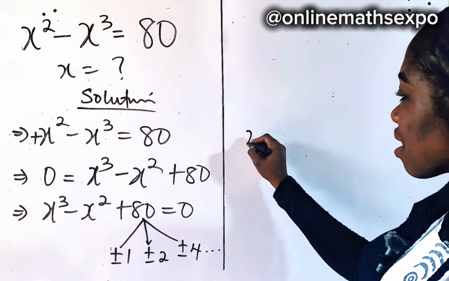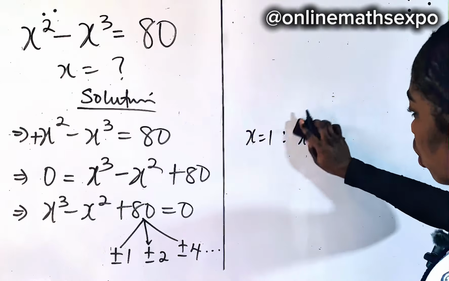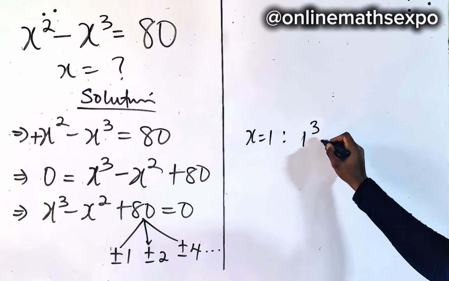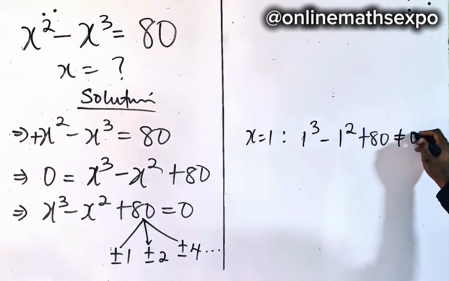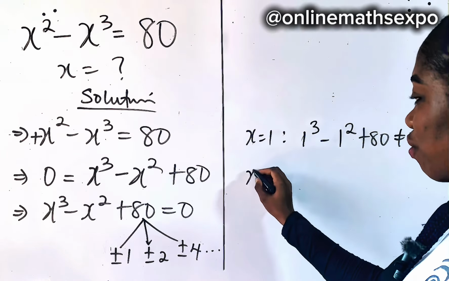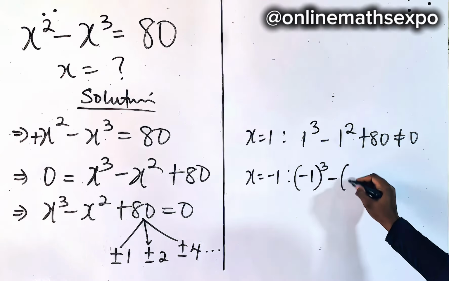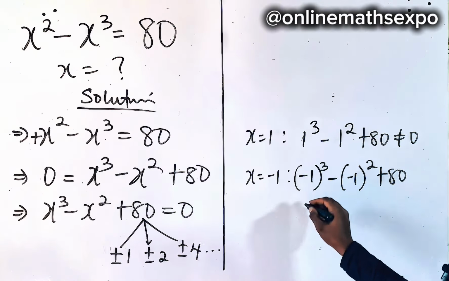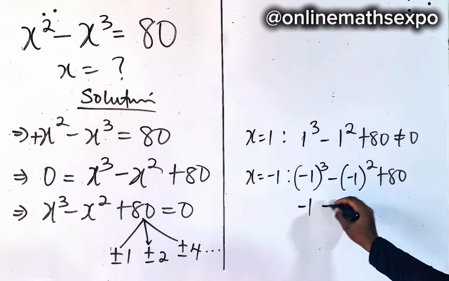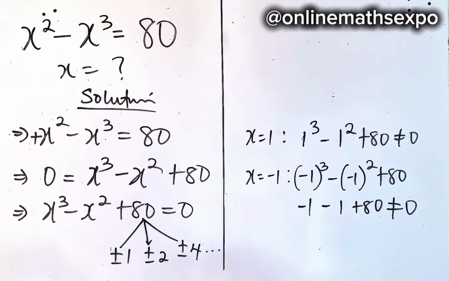So let's check for when x is 1. So we have 1 cubed minus 1 squared plus 80. You see that this is not close to 0, so we are not using it. Now let's check for when x is negative 1. Negative 1 cubed minus negative 1 squared plus 80. If you cube negative 1, it returns negative 1. So this is what we have. Now square this, it gives you positive 1. And this is also not equal to 80. So this is not equal to 0, sorry.